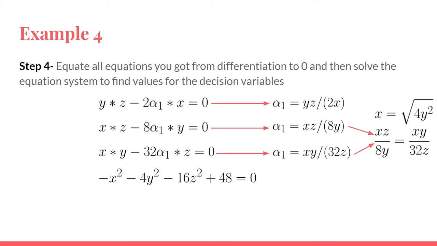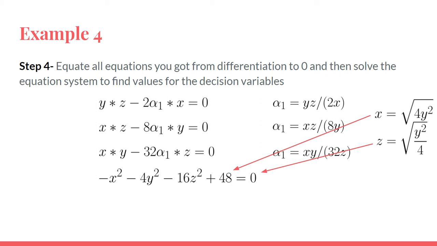We then will do the same for the second and third equation. By doing this, we have that xz over 8y is equal to xy over 32z. We then cross multiply both fractions, and we have that 32xz squared is equal to 8xy squared. We will then divide both sides by x and isolate z on the left hand side, which leads us to z is equal to the square root of y squared over 4.